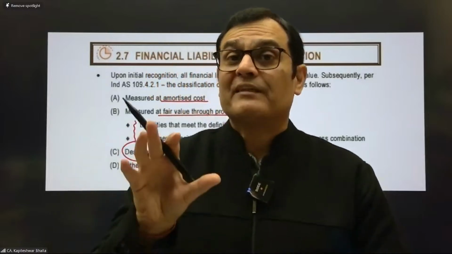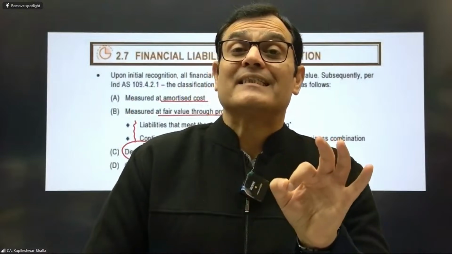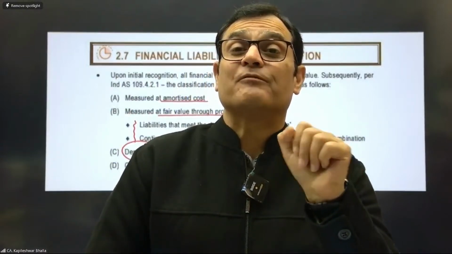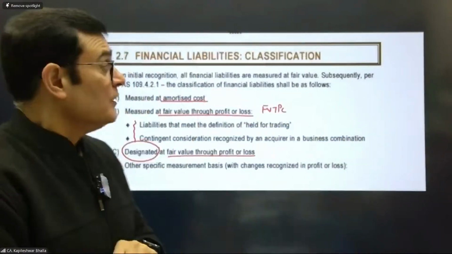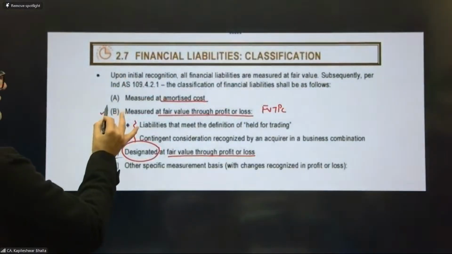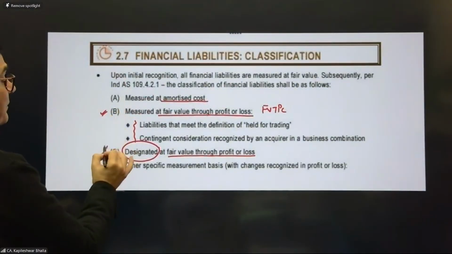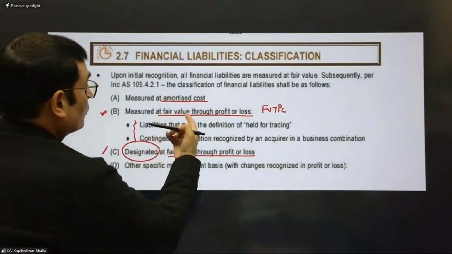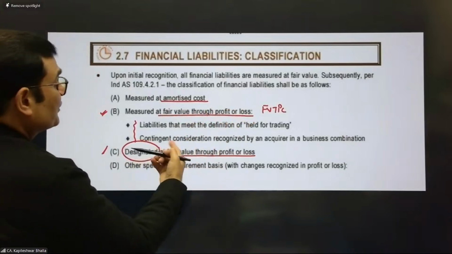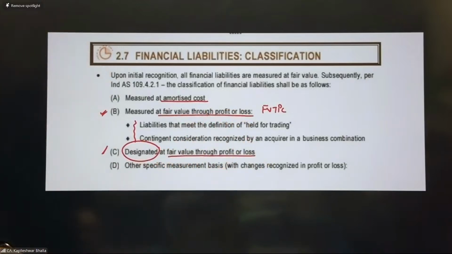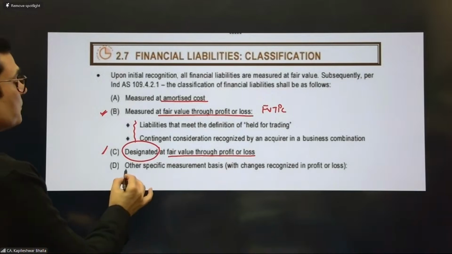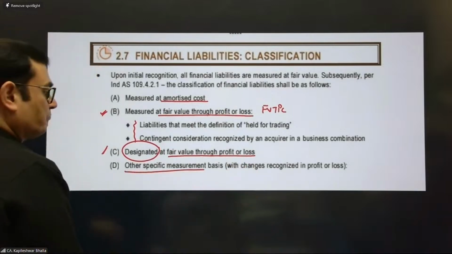Though we do not have any such illustration, conceptually we need to know what the difference is in the accounting treatment for liabilities which are originally classified at AC, but then designated at FVTPL. So that's another category. We are going to call this a separate category, and this is a separate category: one which is automatically FVTPL and one which is designated at FVTPL. And then it says other specific measurement bases.